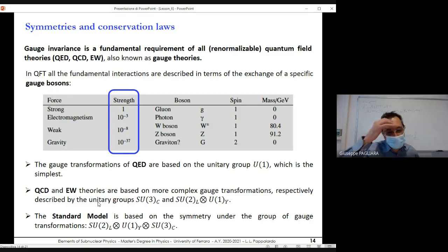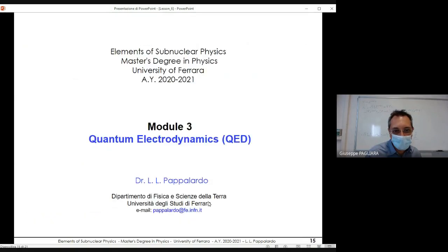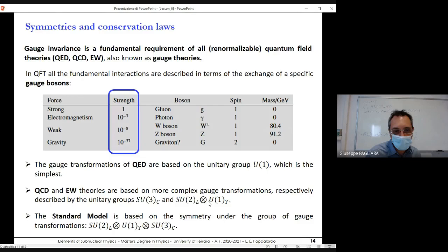And overall, the standard model is based on the symmetry under the group of gauge transformations SU2 left times U1 hypercharge times SU3 color, which includes strong interaction and electroweak interaction. We will study this at the proper time. So I think this slide closes the second module of the course, so our theoretical framework.